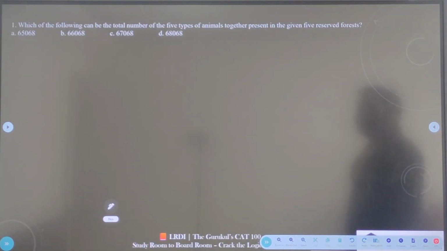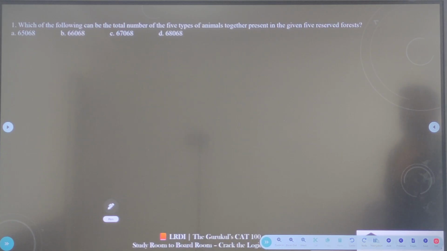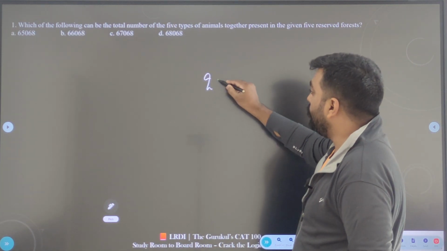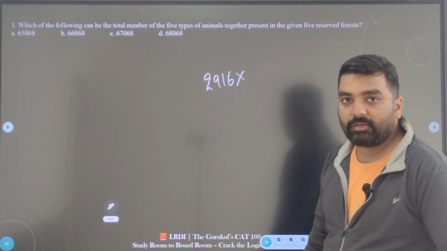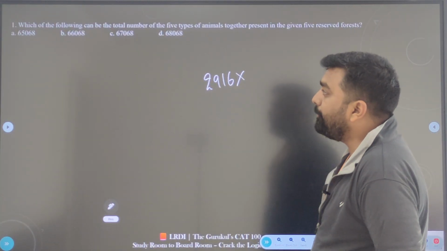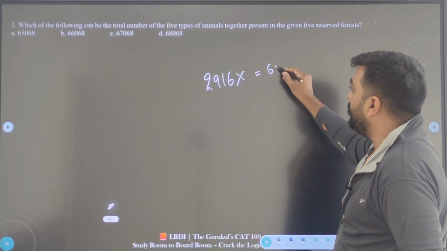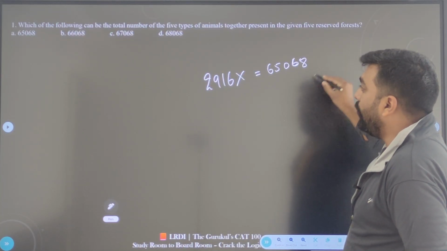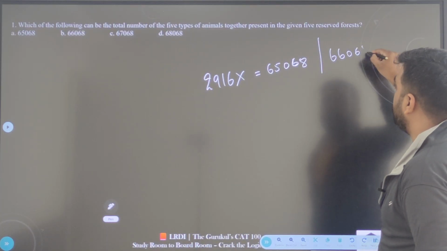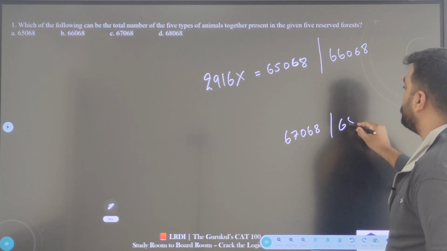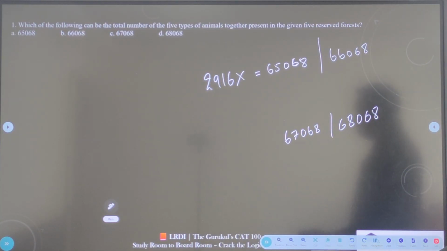Which of the following can be the total number of 5 types of animals together present in the given 5 reserved forests? All the 5 reserved forests together equal to 2916x. So total 2916x animals are there. Which of these can be the possible number of animals? Which means this 2916x can be equal to 65068, or 66068, or 67068 or 68068. How do we eliminate?